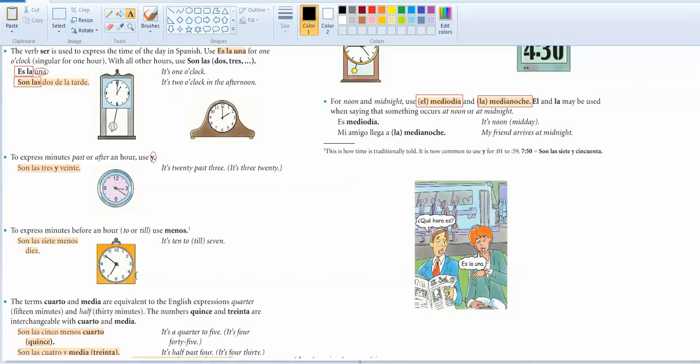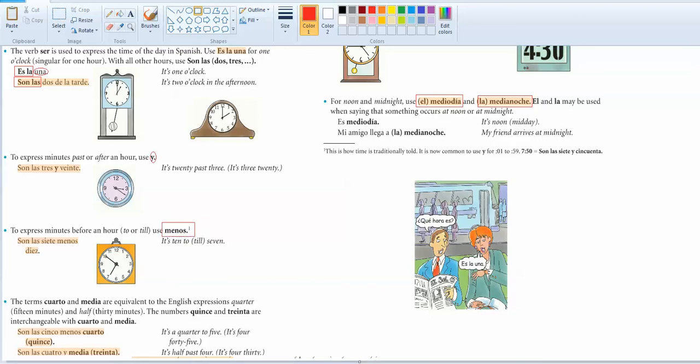So once you get past the half-hour mark, what they tend to do in Spanish is go ahead and say it's the next hour. So here it's 6:50. That's almost 7. So you say "son las 7," but how many minutes is it going to take you to get to 7? It's going to take you 10. So you say "menos 10." So when you are past the half hour, you usually start saying it's the next hour, and then you just say minus the amount of minutes it's going to take you to get there.